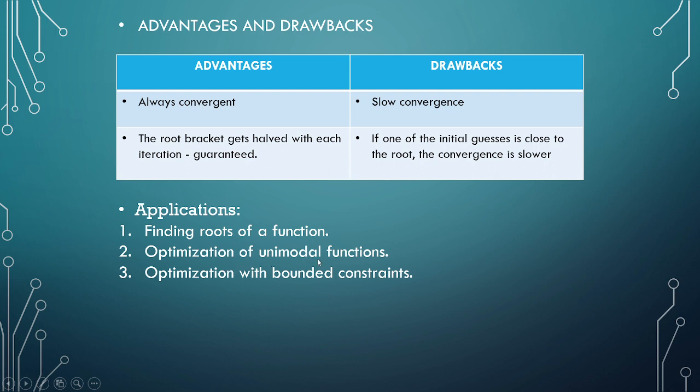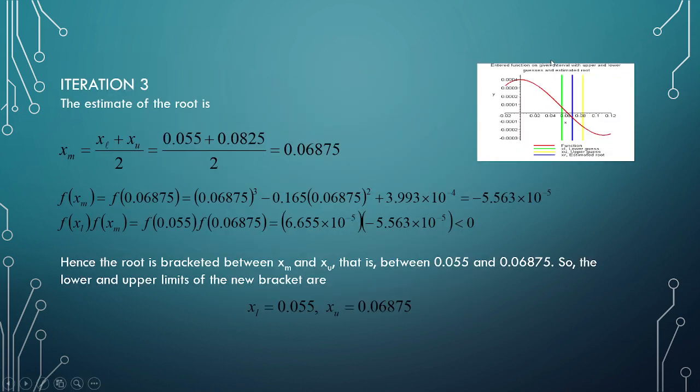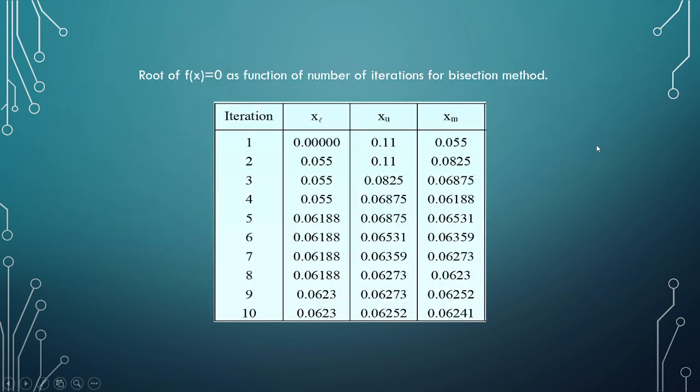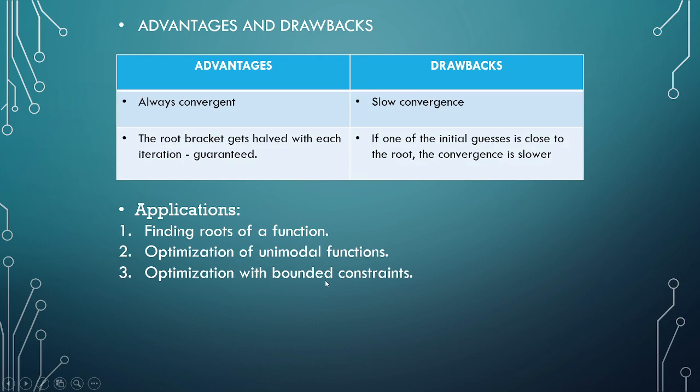Optimization of unimodal functions. We can say that the bisection method is used for unimodal functions. By seeing the graph itself, we can say that it is unimodal. Optimization with bounded constraints. Yes, it has bounded constraints.